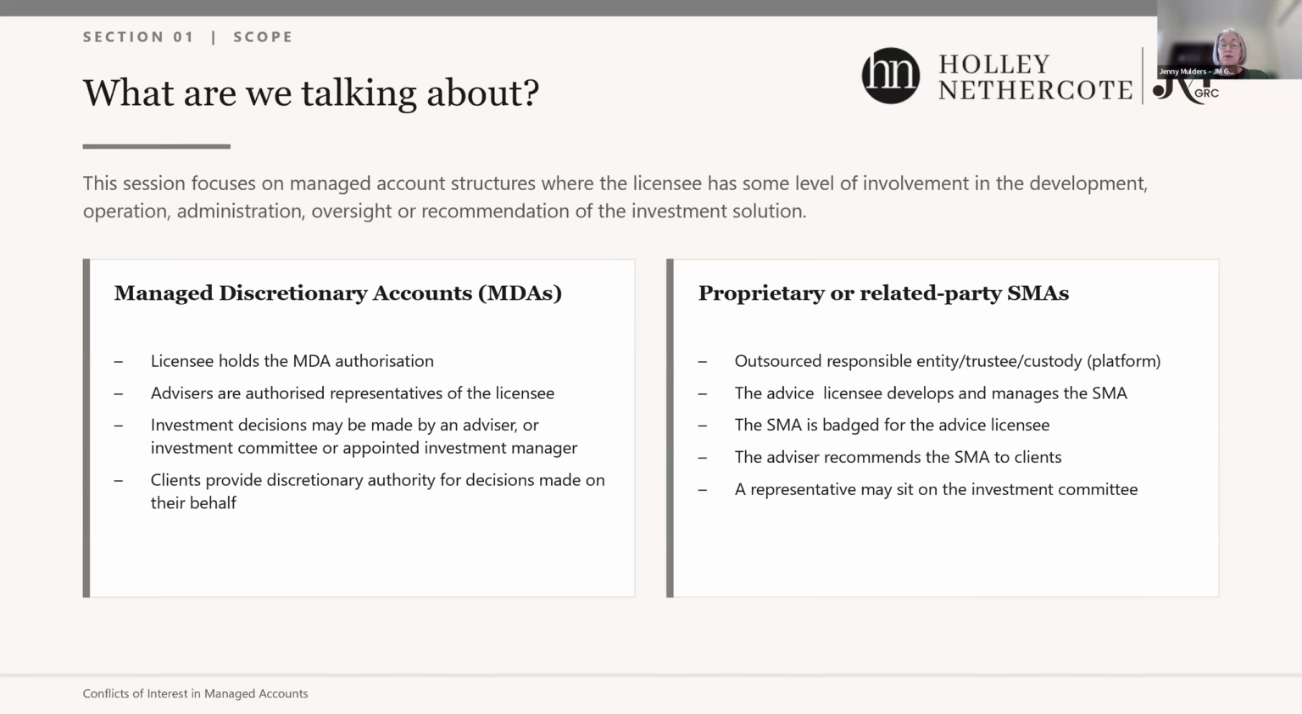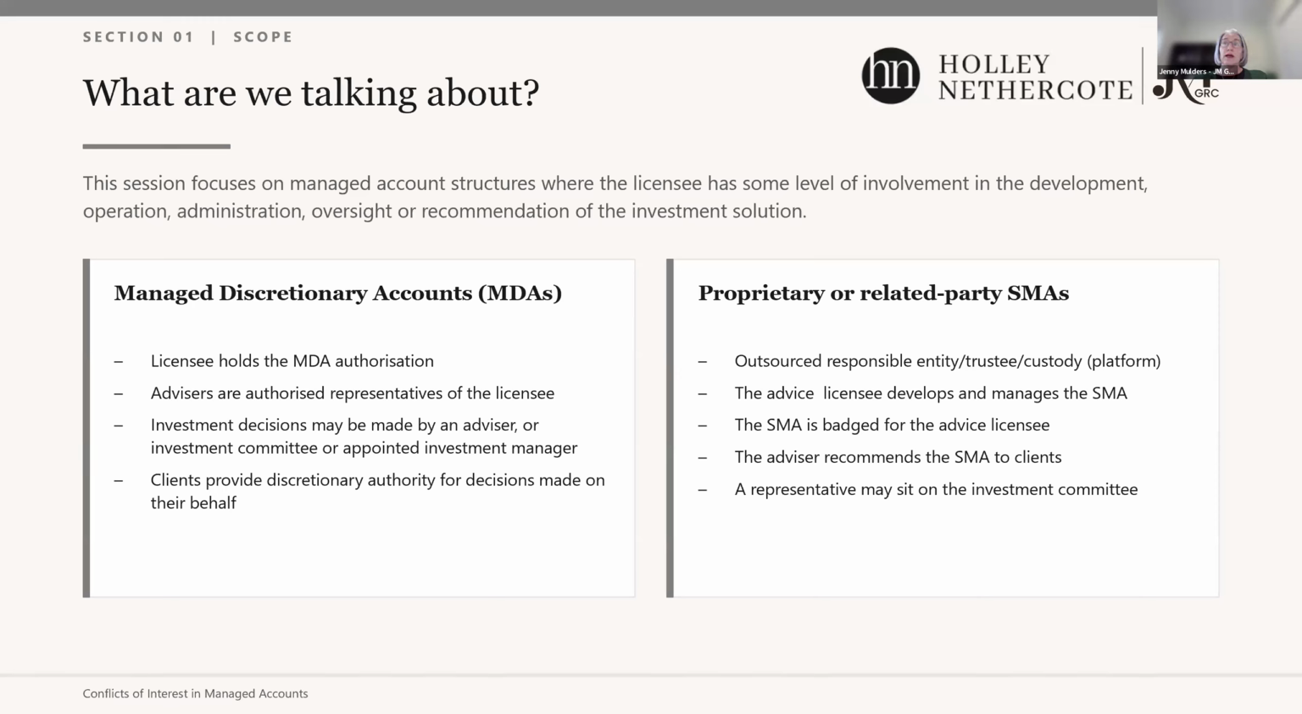As Toby said, this is a series for managed discretionary accounts, so we are focusing in that space, but with managed accounts generally there will still be a lot of application. Even though these requirements flow through to managed discretionary accounts, we'll touch on managed accounts, so SMAs, and how those might apply to you. Whether you're advising retail clients or wholesale clients, you still have an obligation for conflicts of interest. We'll touch on that a little, but we're focusing on the retail managed discretionary account provisions.